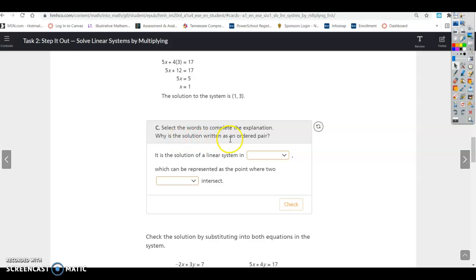Why is the solution written as an ordered pair? Because this is 2 lines and the ordered pair is a solution, or it's the point of intersection on those 2 lines. So it is the solution of a linear system in 2 variables, x and y, which can be represented as the point where 2 lines intersect.